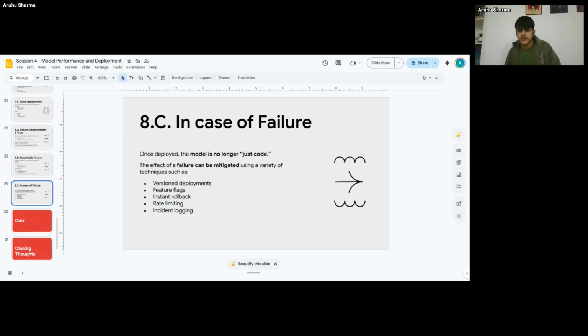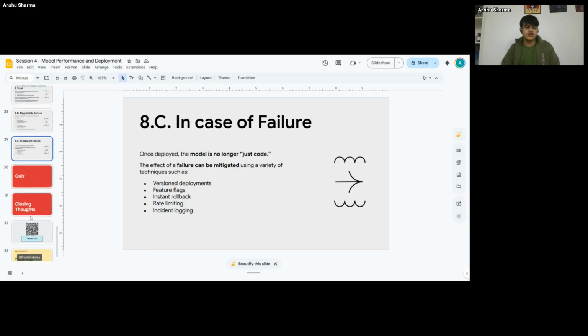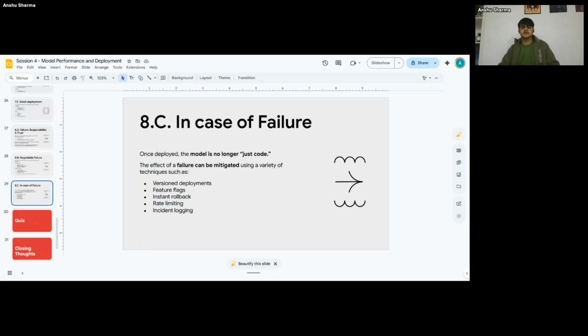Incident logging is also another feature. That is, whenever something happens, a query occurs or anything occurs, we maintain a log, right? So that's called incident logging. And a lot of these features are automated using cloud deployment. All right. So that was my section for model performance and deployment. So if you have any doubts, you can ask them right now.